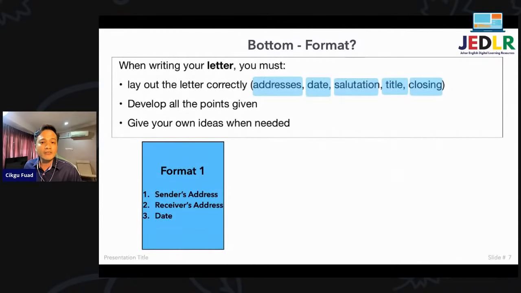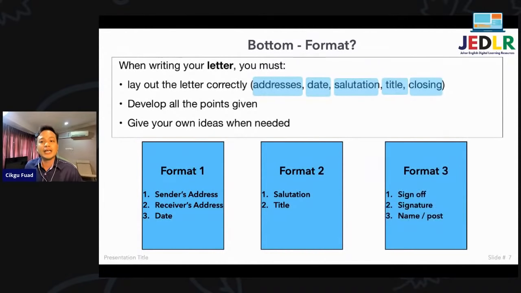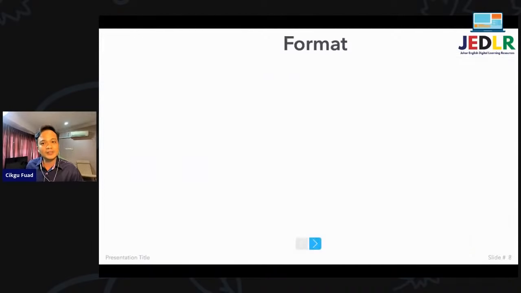For format number 1, in order for you to get 1 mark for format, you need to write the sender's address, and after that, the receiver's address, and then the date. To get format number 2, you need to write the salutation and also the title. Cikgu, what is salutation? Later I'll show you an example of what salutation is. Now format number 3: sign off, signature, and your name. If the question gives you a post, then you also need to write your post. But your name is very important.